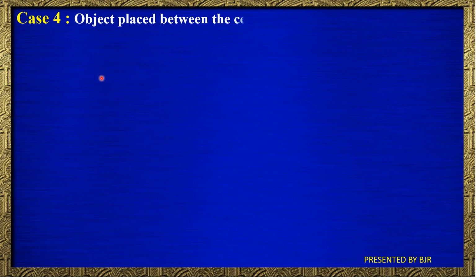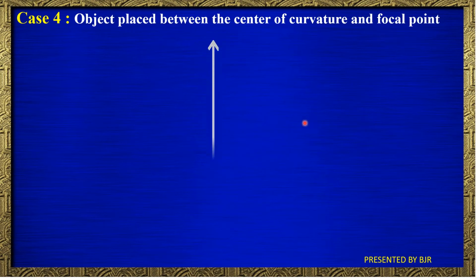Okay, next case 4. Now I am going to place the object between C and F, that is object placed between the center of curvature and focal point on the one side of the lens. This is the convex lens, and P is its optic center. You know, this one is the principal axis.